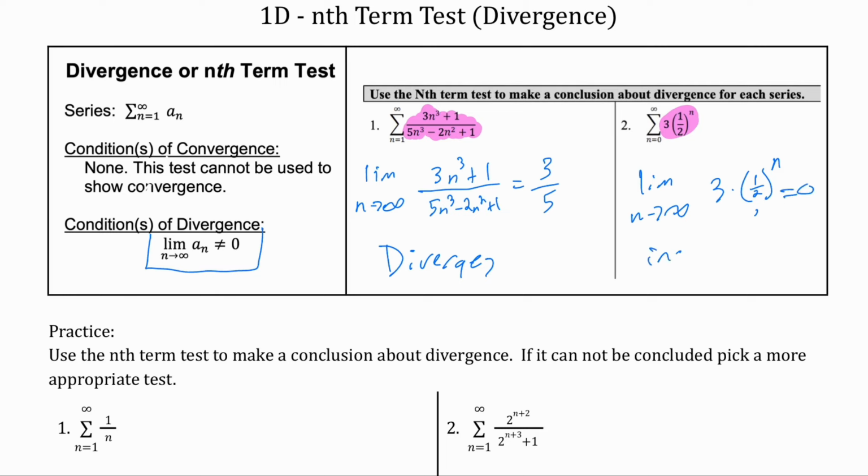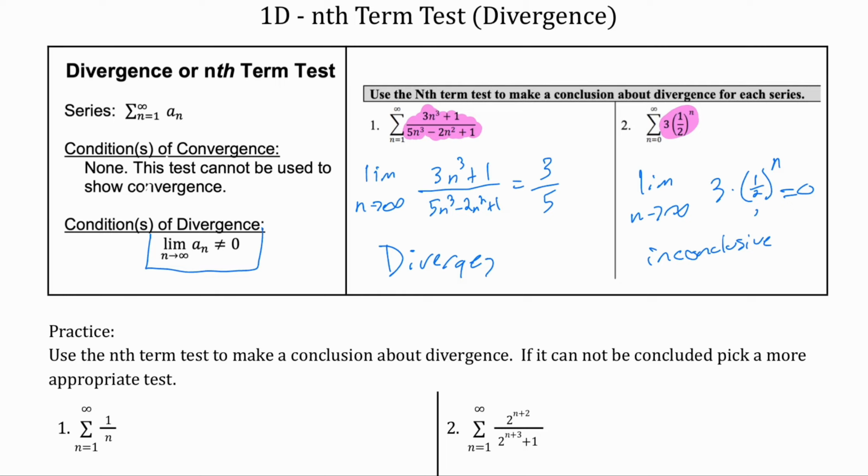So what that means for us is that this test is inconclusive for the nth term test, and what we would need to do is use a different test to try and test for convergence. Now, this one specifically, since we have something to the nth power, is a good opportunity for us to use a geometric series test.